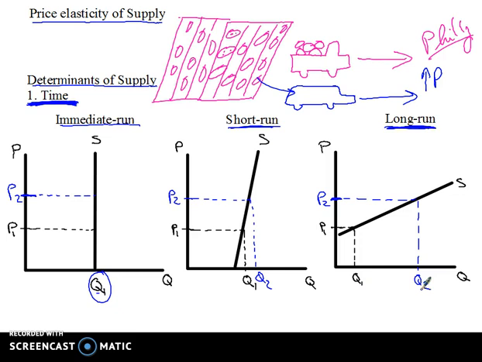So my example was with farming and watermelons, but this is true for any good or service. The more time you have to respond to higher prices, the greater will be the increase in the quantity supplied. So let me just say that one more time. The determinant of elasticity of supply is time. In the immediate run, perfectly inelastic. In the short run, inelastic. In the long run, elastic. The longer the time period, the more elastic will be the supply curve.